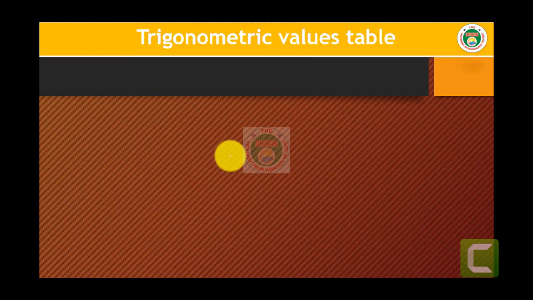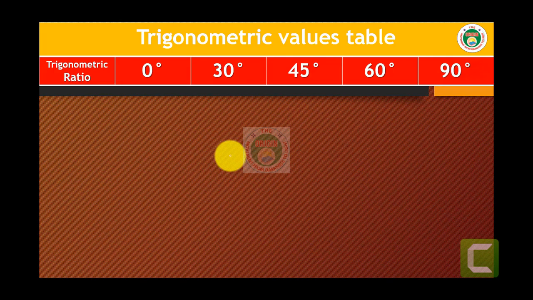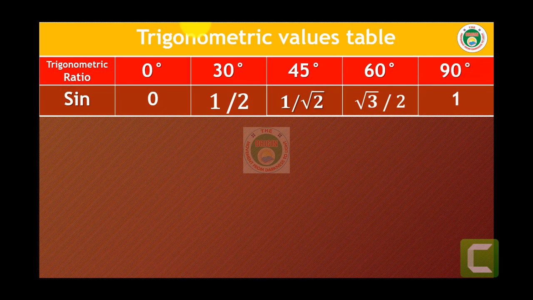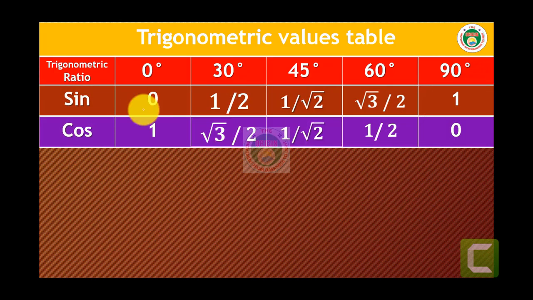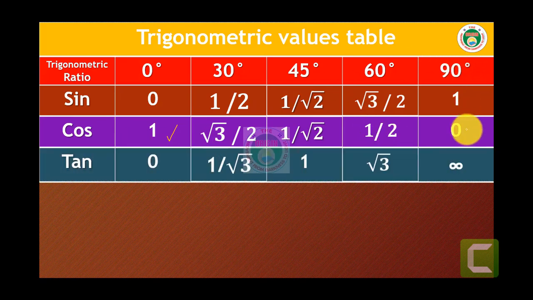And next, cos. If you write the sine values from right to left, then you get the values of cos: 1, root 3 by 2, 1 by root 2, 1 by 2, 0. Cos 0 is 1. Cos 30 is root 3 by 2. Cos 45 is 1 by root 2. Cos 60 is 1 by 2. And cos 90 is 0.